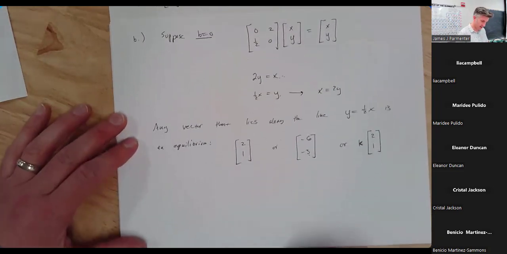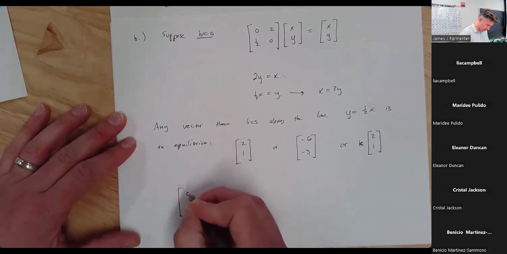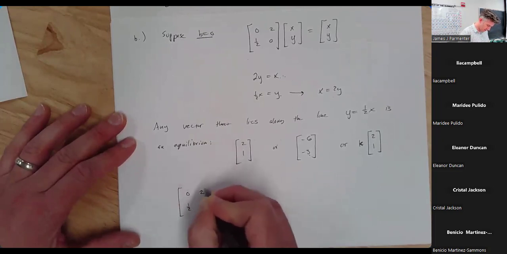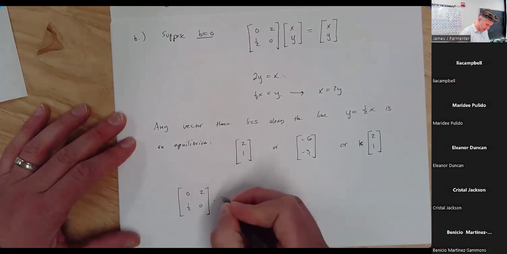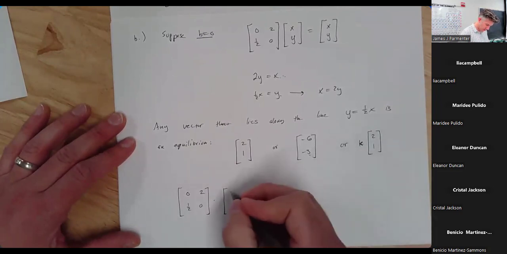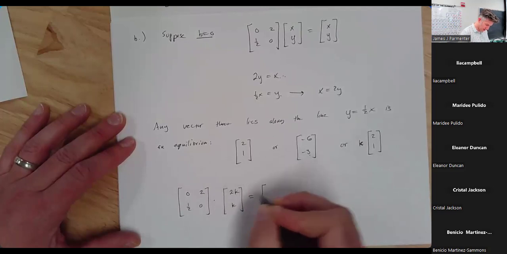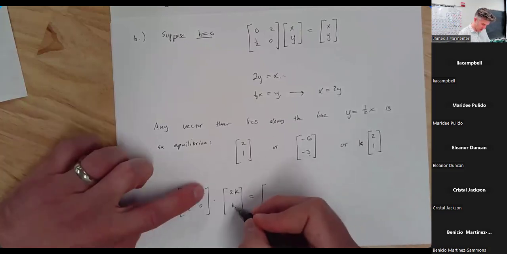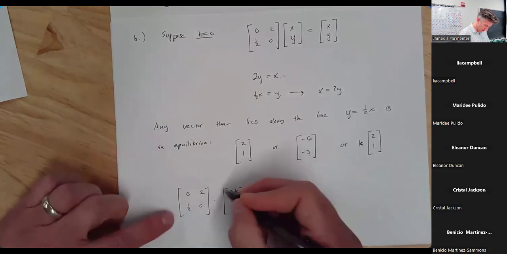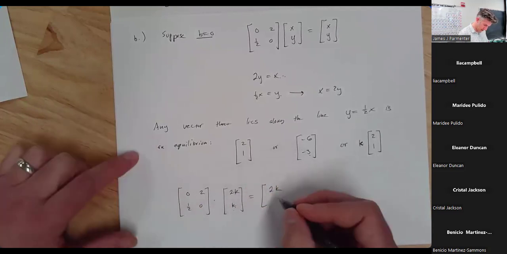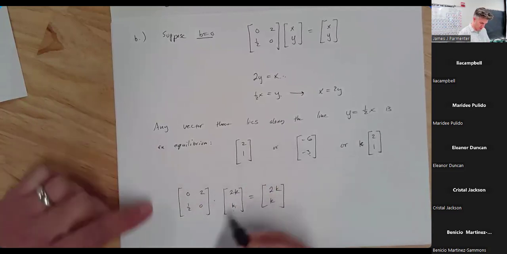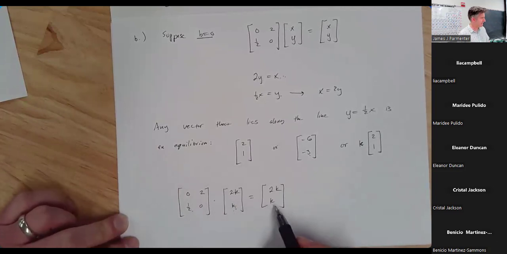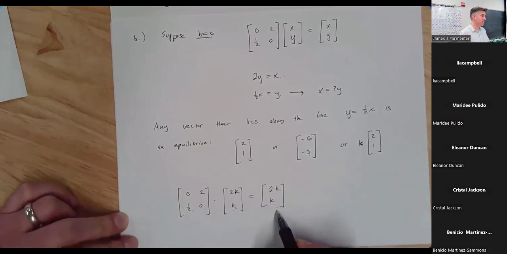So let's see it. If you take your matrix 0, 2, 1/2, 0 and multiply it by any k times 2, 1, or 2k, k, we're going to get, let's see, 0 times 2k plus 2 times k, and 1/2 times 2k plus 0 times k. Oh, look, you multiplied the matrix by the vector and got back the same vector. That means it's an equilibrium.